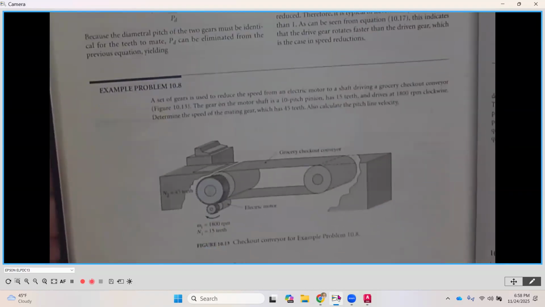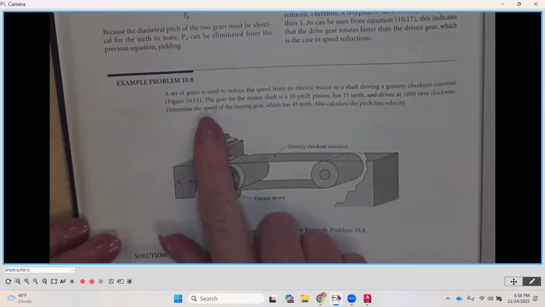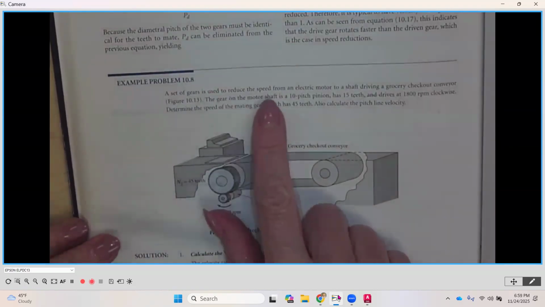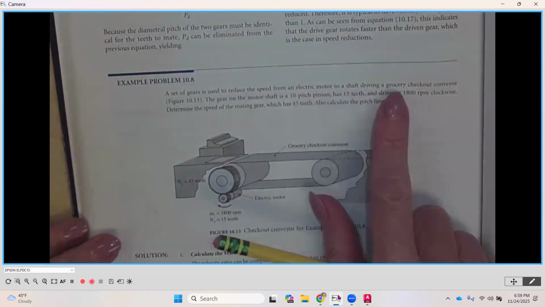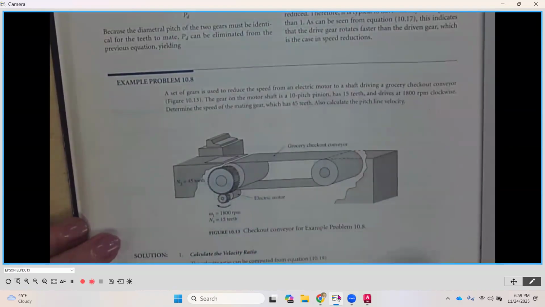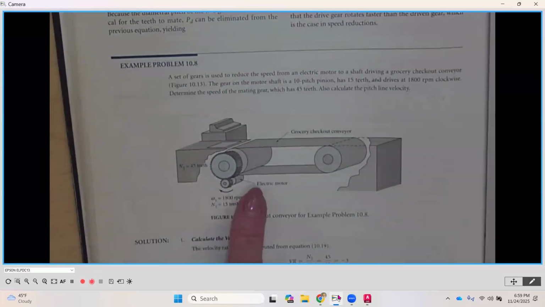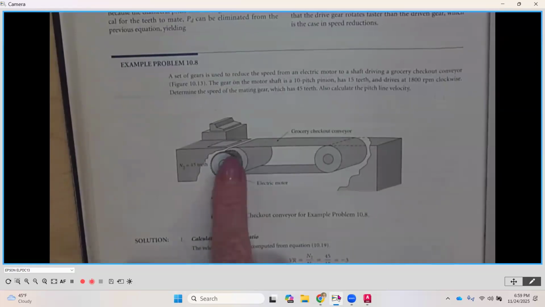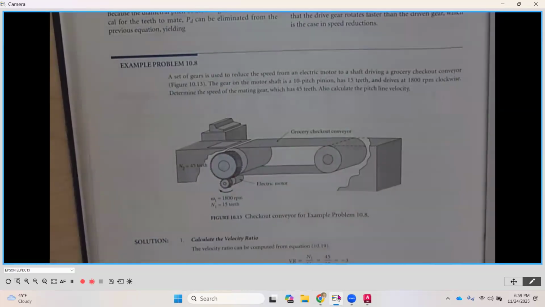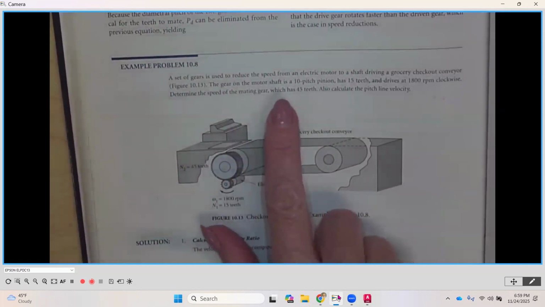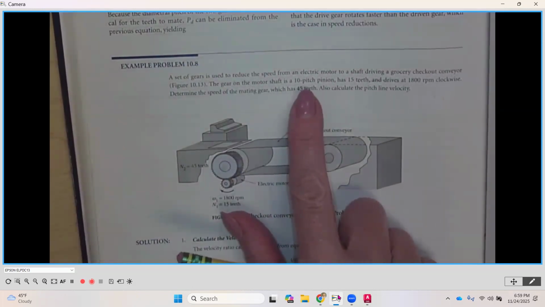As we read our problem here, I'm going to get started. It says we have a set of gears, an electric motor, and a grocery checkout conveyor. So our input is going to be that motor, and our output is going to be the grocery conveyor. A gear is on the motor shaft. It's a 10-pitch pinion. What is my variable that 10 pitch identifies?